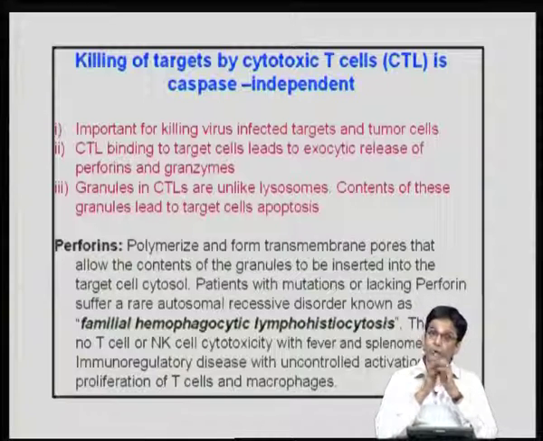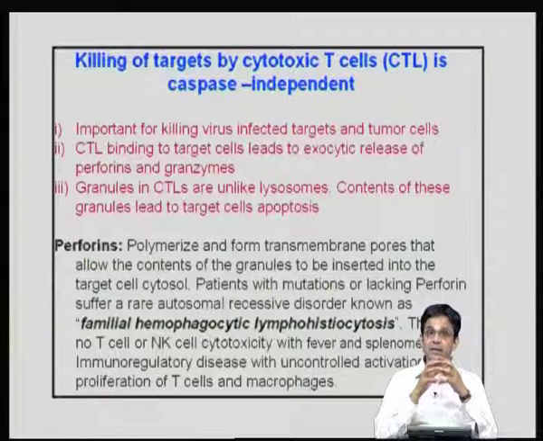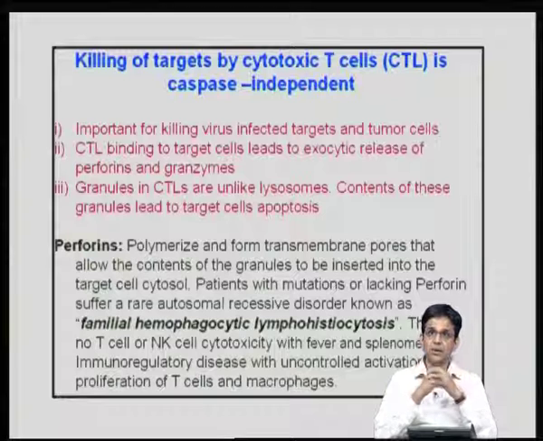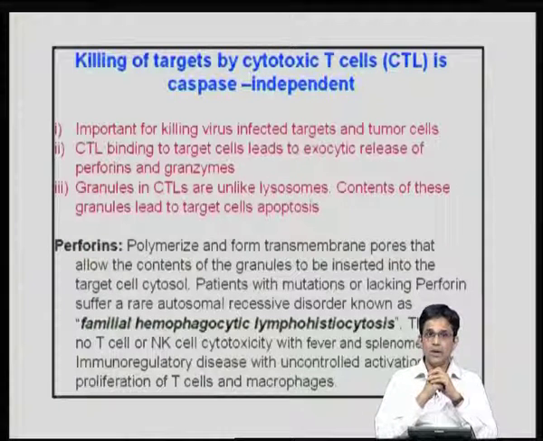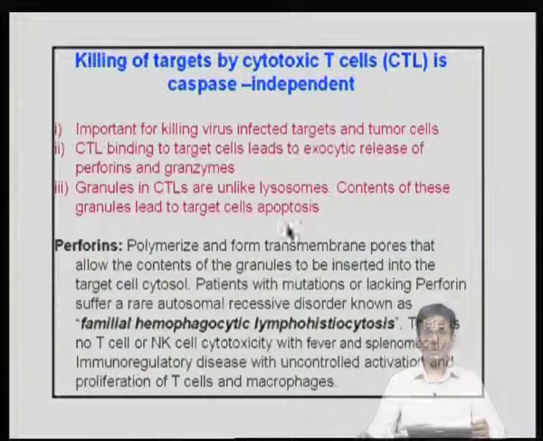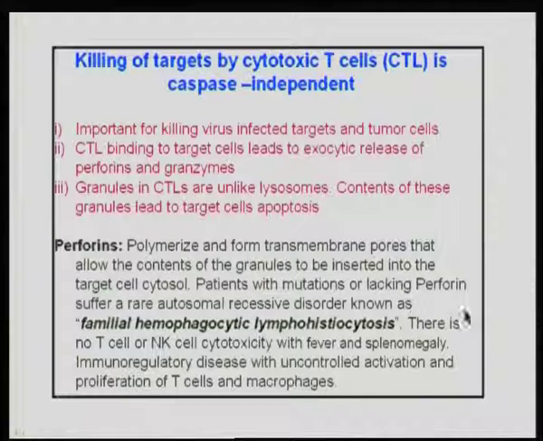What is important is that the granules in CTLs are unlike lysosomes, and their contents lead to target cell apoptosis. So it's important to understand what the intracellular contents of these granules are. But before that, we will look into perforins, which polymerize and form transmembrane pores that allow the contents of the granules to be inserted.